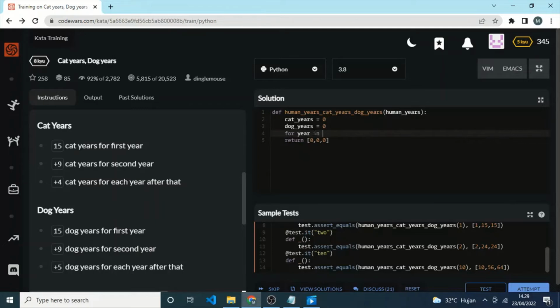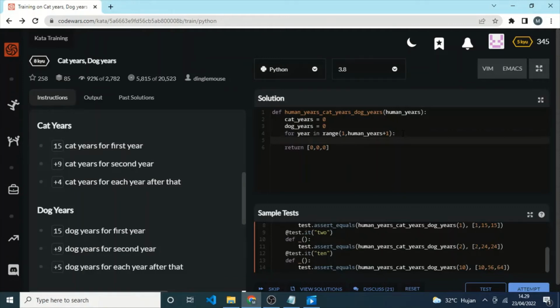For year in range. We start from year 1, not from 0. So we have to specify 1 until human years plus 1. Why plus 1? Because normally in range, it will stop before the second argument here. So we have to plus 1 because we start from 1.